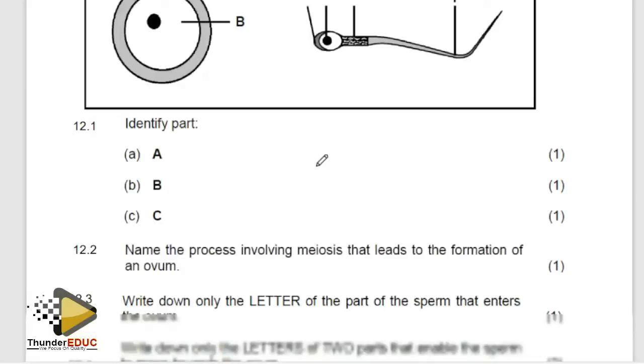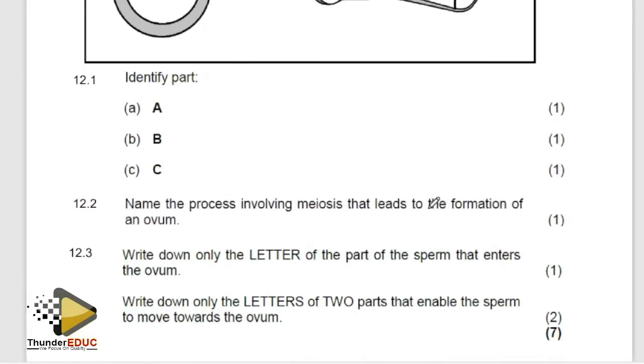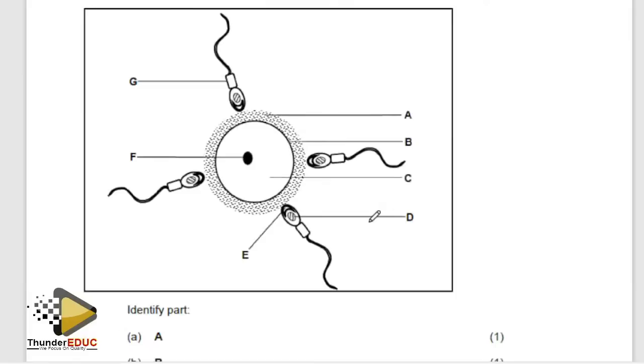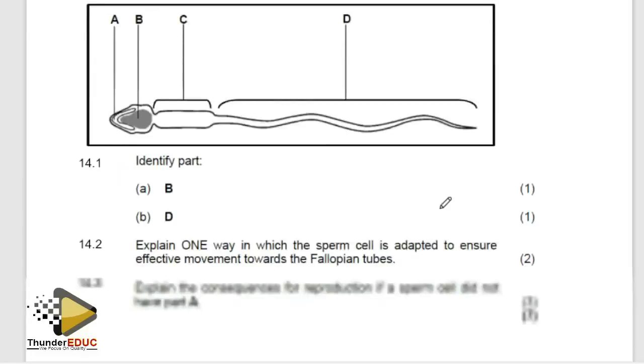Identify the part or process involved in the process that leads to the formation of the ovum, or oogenesis. We talked about it. So you see, fertilization. What is this? Is the nucleus. What is this? Is a cell membrane. What is this? Gel-like layer. So you see, now you know. Please make sure that you know how to label these things.